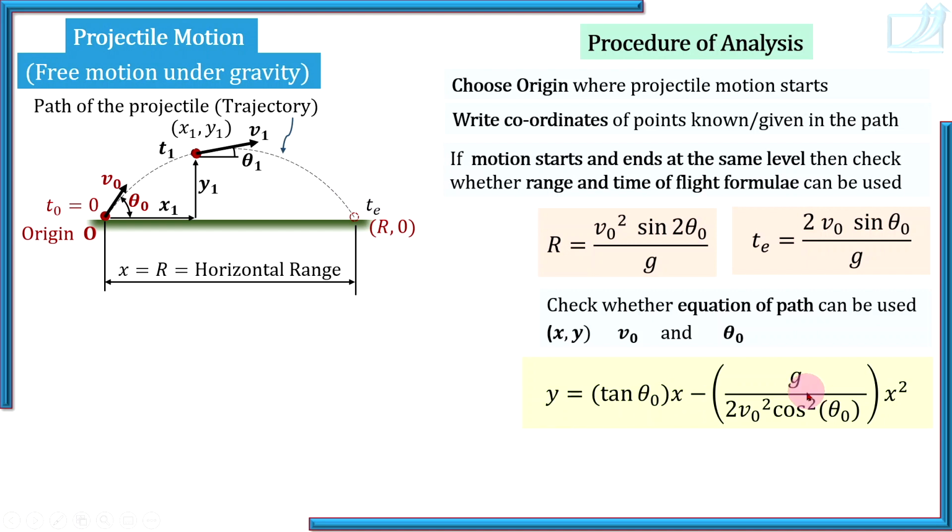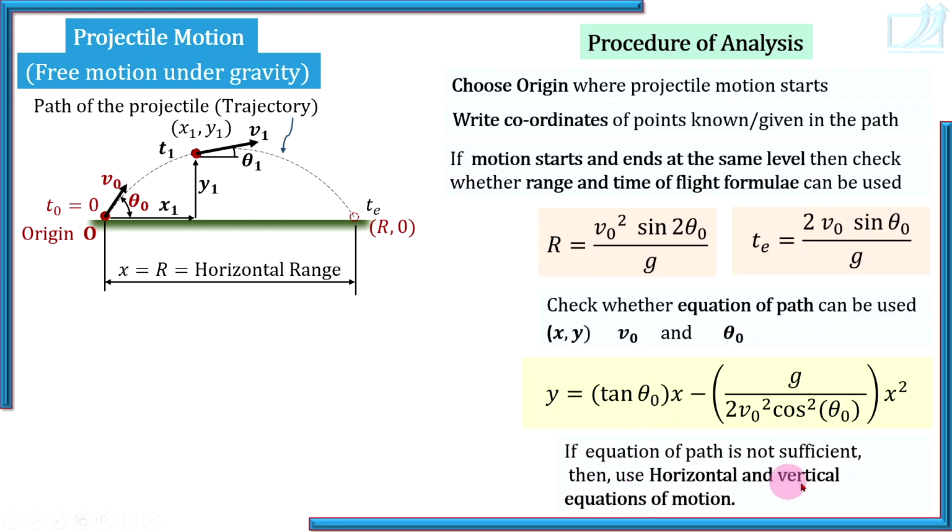So equation of path, as I told you, if initial velocity and coordinates of points, and that's all involved in a problem, that is given and asked, are amongst these four parameters, in that case only you use equation of path. And if equation of path is not sufficient to solve the problem, then we use horizontal and vertical equations of motion. So how to write horizontal vertical equations of motion?